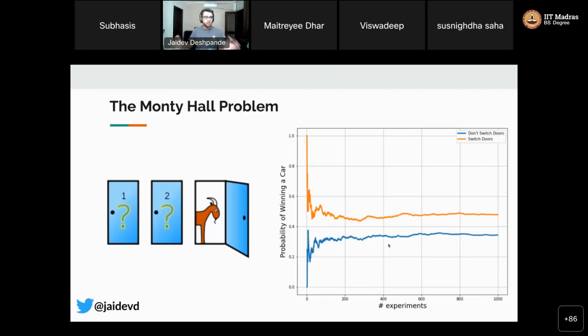So what you do is you run a bunch of experiments, and in half of those experiments, you make the player switch the door, and in half of them, you make the player stick with the particular choice. And you see what the probability of winning the prize is over the course of thousands of experiments. So this is called a Monte Carlo simulation. You might have done activities like this during the Stats 1 and Stats 2 courses.